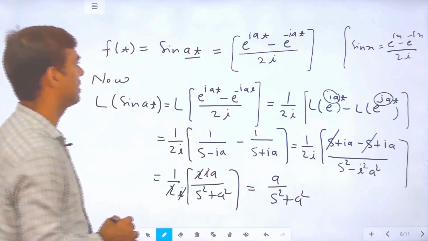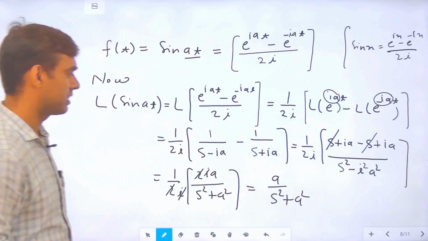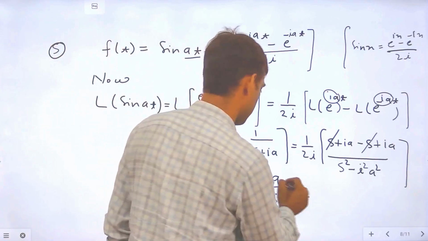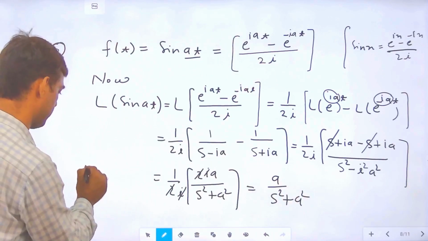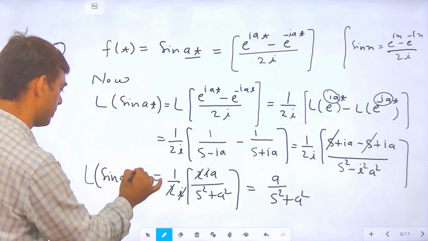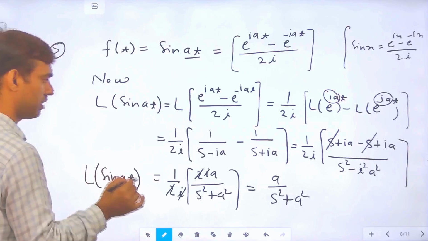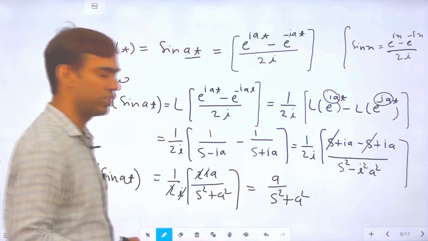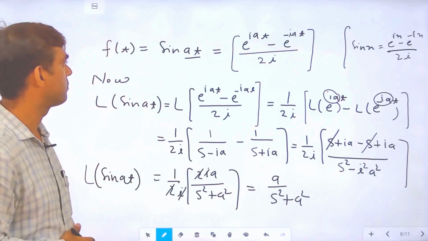This one is the Laplace transform of sin at. So the Laplace transform of sin at is a upon s square plus a square.